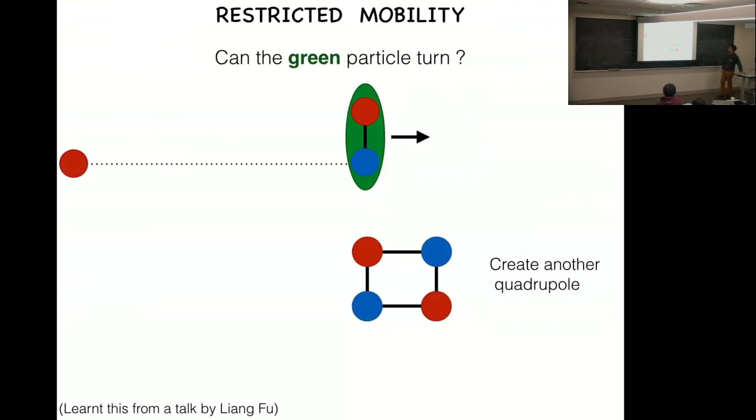Now, suppose I get just a tiny bit more creative and try to make this particle turn. So it cannot move along its dipole moment, but maybe it can turn. So I'll play the same game.